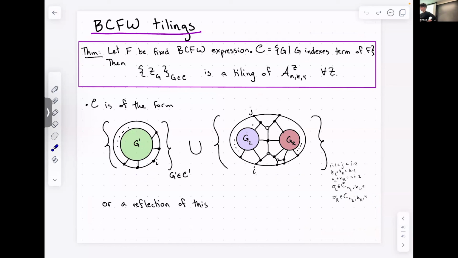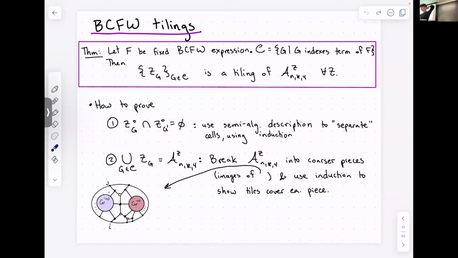And I just want to say not very many words about how one actually proves this. We have a collection of tiles and want to show they form a tiling. The first thing is to show that they're disjoint. The idea is to utilize the semi-algebraic description in exactly the way I said before. We know that certain functions have a specified sign on each one of these tiles, and that characterizes the tiles completely. Then you just have to think a bit to make sure that means they're far away from each other, that there's some hypersurface between them.